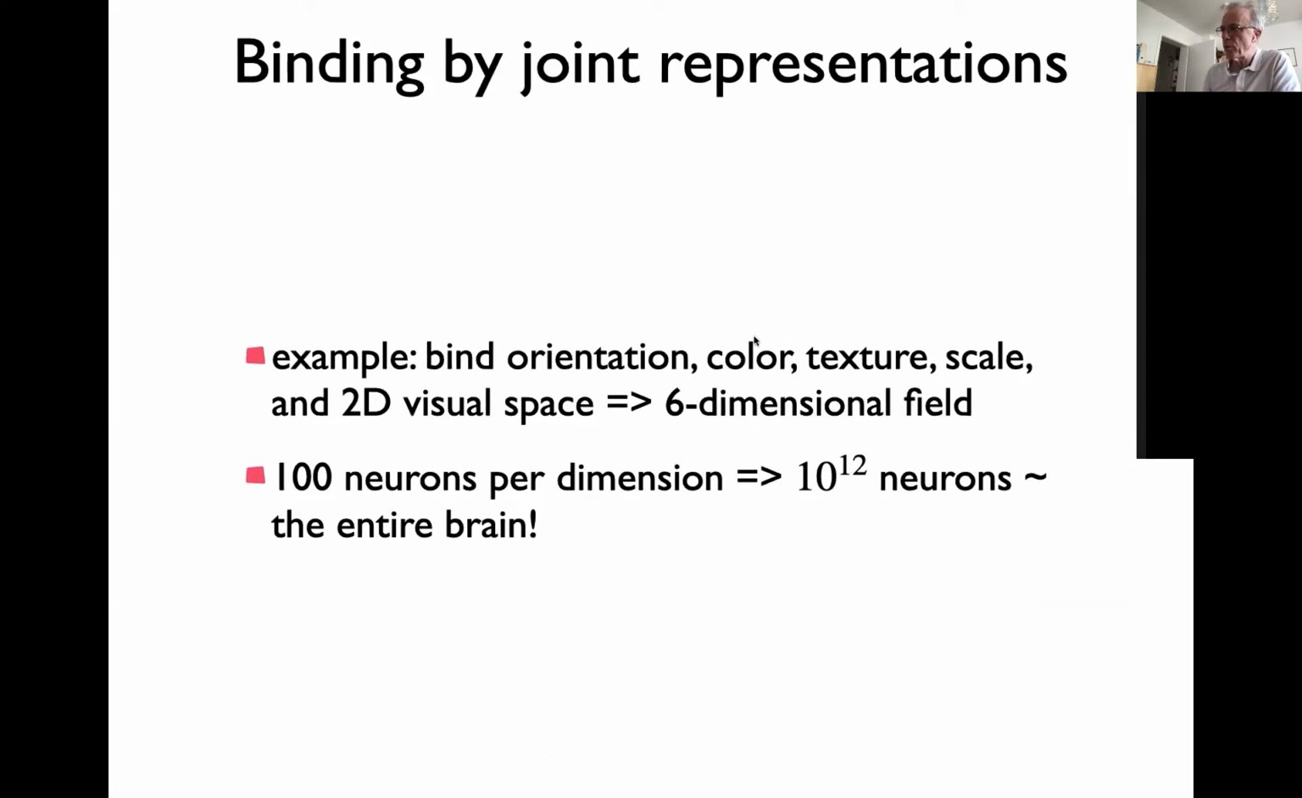So for instance, if you were just to try to bind orientation, color, texture, scale, and two-dimensional visual space, if I counted correctly, these are 6 dimensions. If you wanted to have neurons that are tuned to all of those things and all the combinations, and you use 100 neurons per dimension, then you already have 10 to the power of 12 neurons, which is the entire human brain. I took the numbers exactly to come out to that. So it's clearly something that doesn't scale very well.